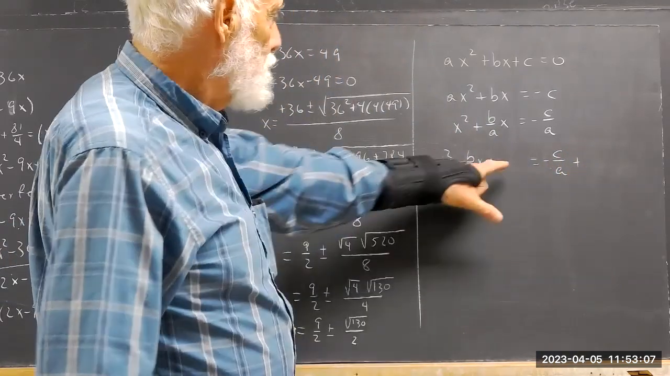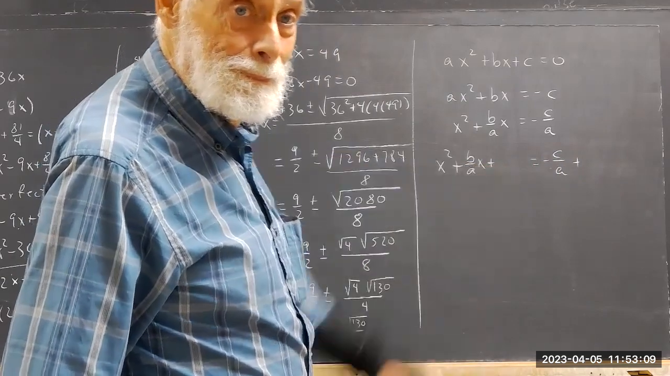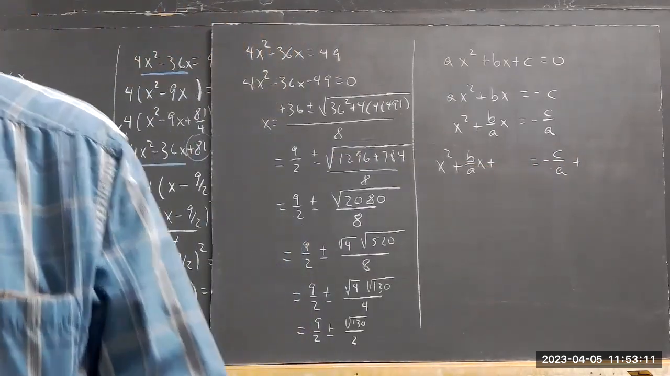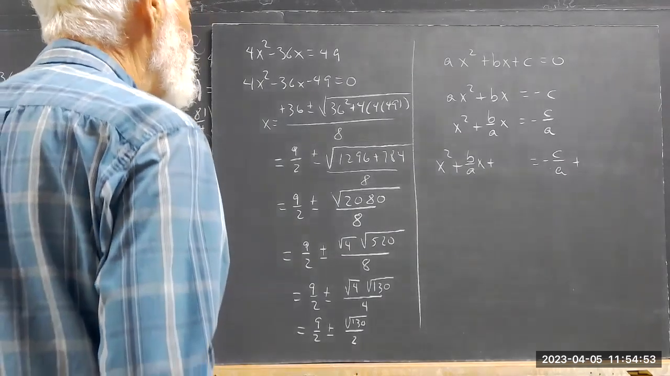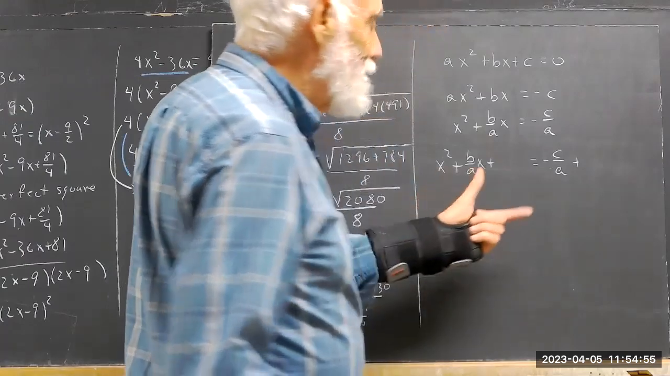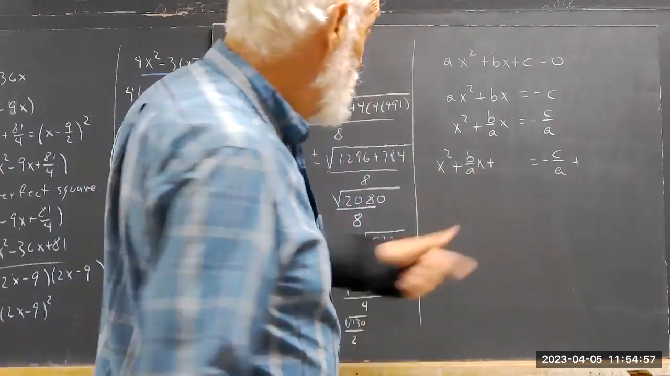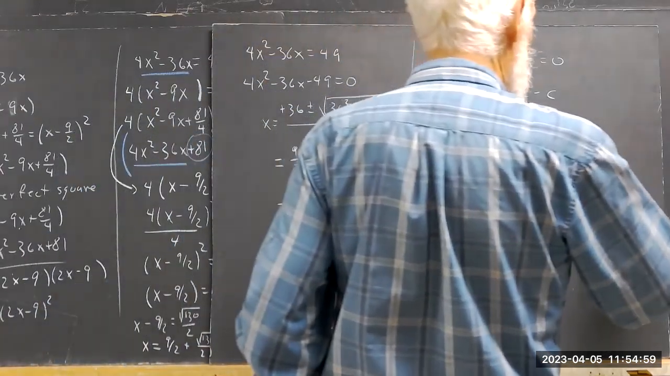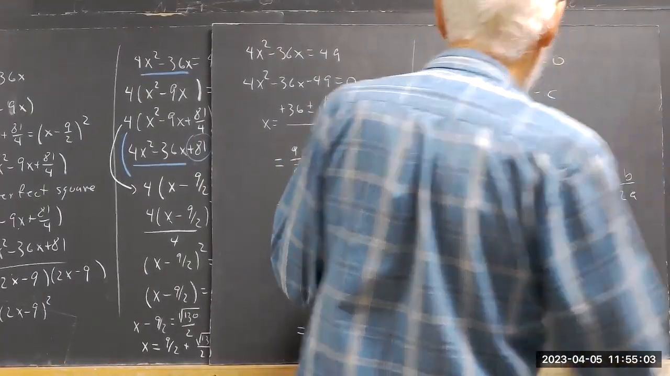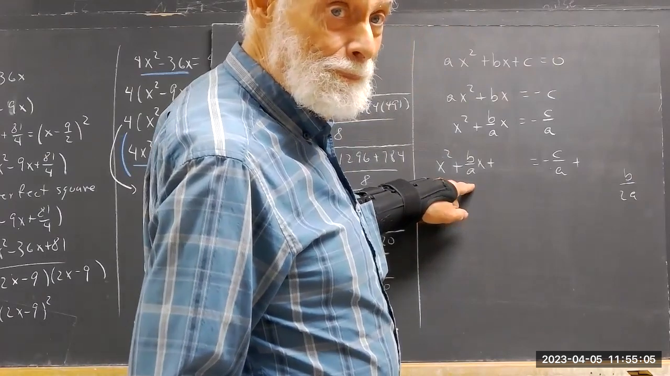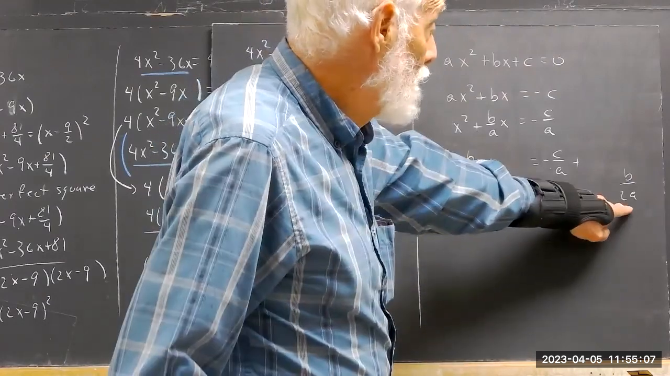Got to add something here to make this a perfect square. I'm going to ask you to think about it, because I think you have a good chance of being able to do this. What would I add to make that a perfect square? Okay, you did a really good job of this. What I saw was, we're going to use b over 2a because it's going to take half of this.